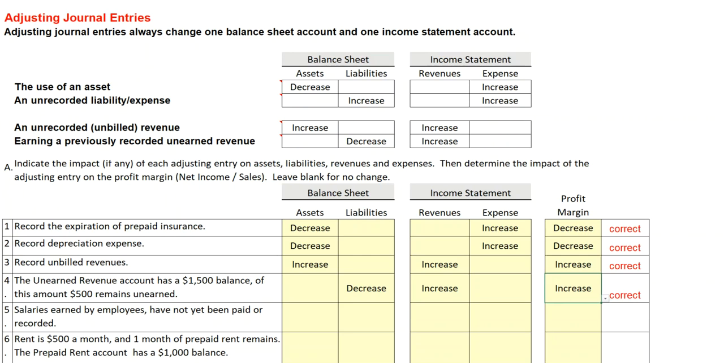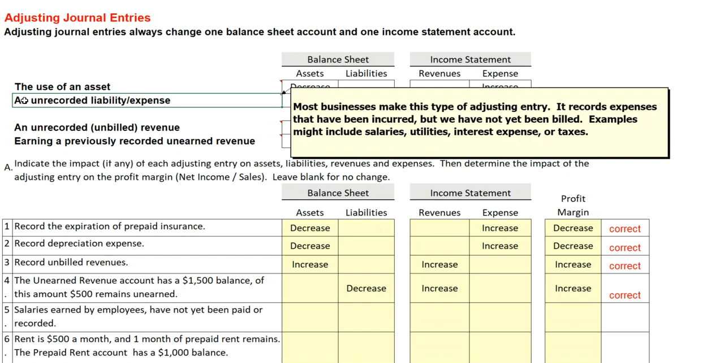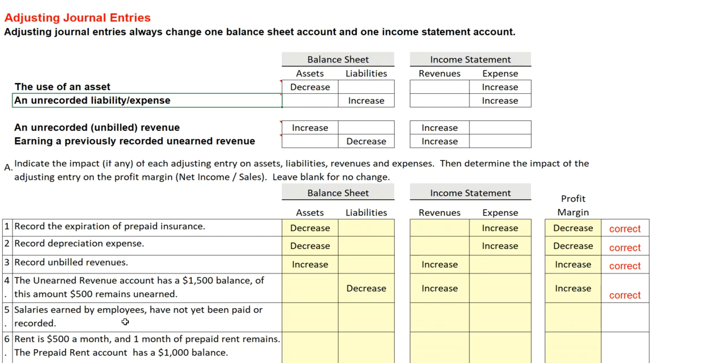Salaries earned by employees have not yet been paid or recorded. This is an example of unrecorded liabilities or expenses. And examples were salaries, utilities, interest, taxes. So the salaries have been earned by our employees. That means we have what? A liability. We've increased our liability. We have to impact an income statement account. We've got salaries expense. And of course, expenses would decrease our profit margin.